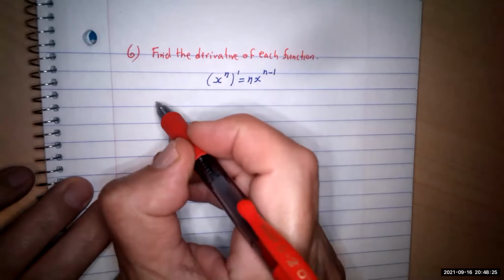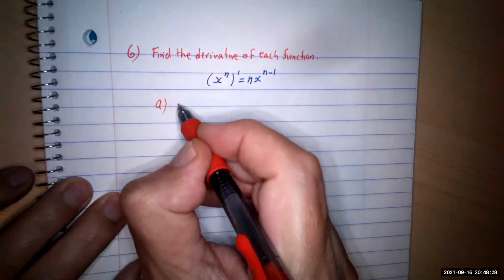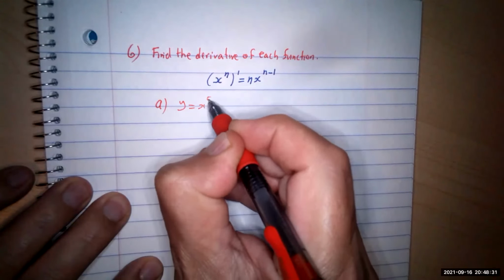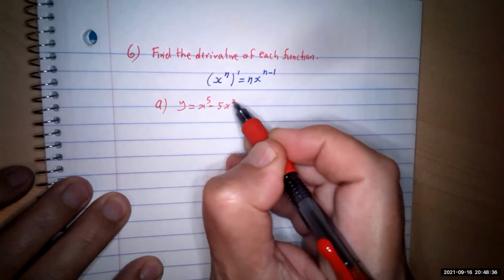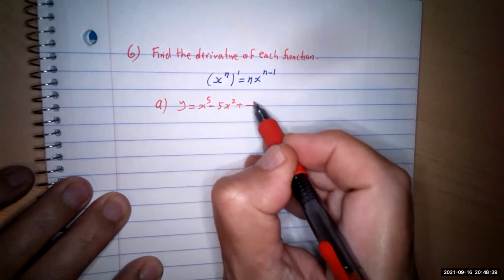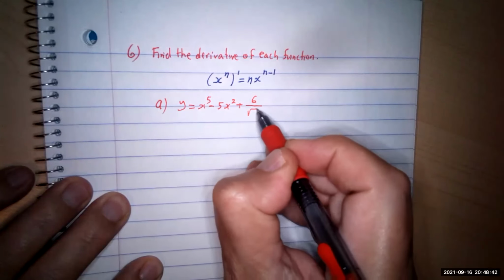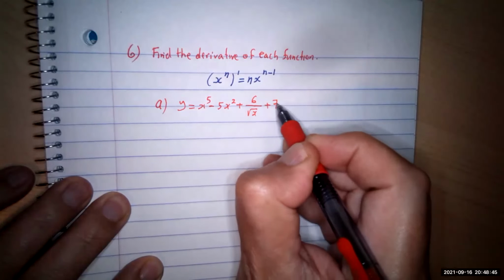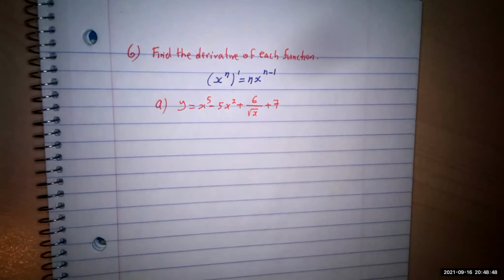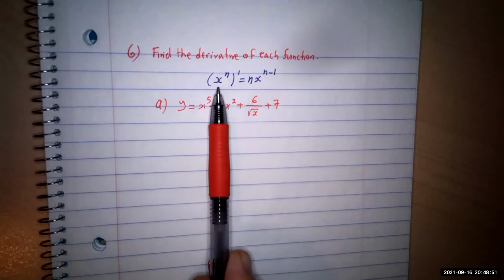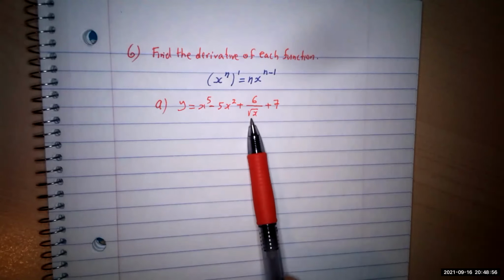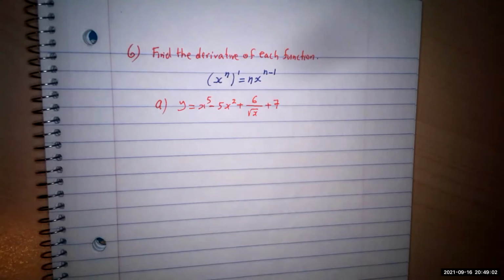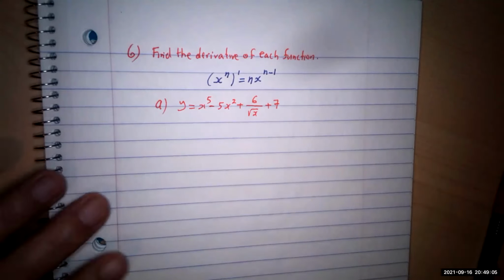One problem, 2 parts. The first one, y equals x to the 5th minus 5x squared plus 6 over radical x plus 7. That's it. First thing to do, you can do it to the power only. If there is any radical, you switch it. If the x is down in the denominator, remember, you move it up. So you have to rewrite this one first. Okay, solution.